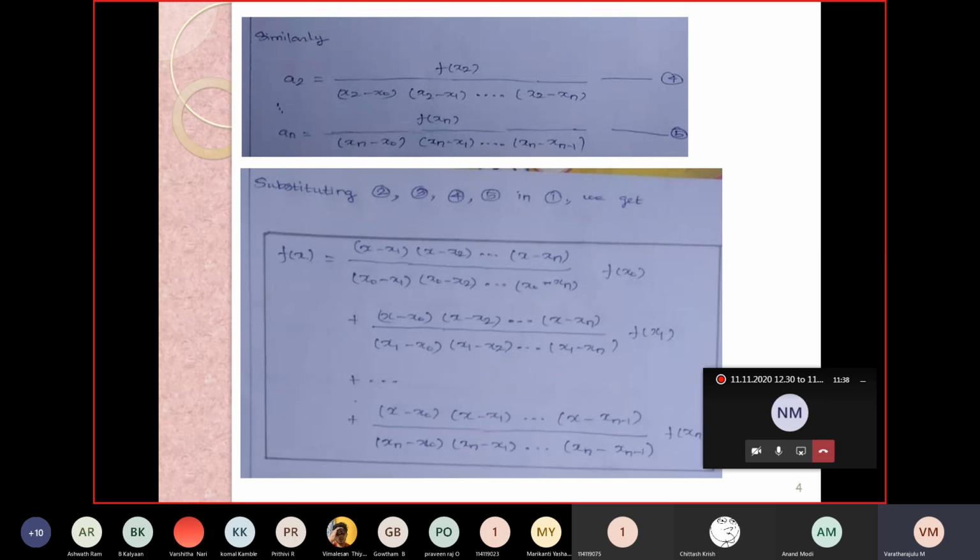And similarly for f of x1, and similarly for an. And by applying these in equation number 1, we will get the equation which is necessary to solve the Lagrange interpolation formula. This is what we have discussed in the last class. And now we can hand over the session to Nirmal's team.